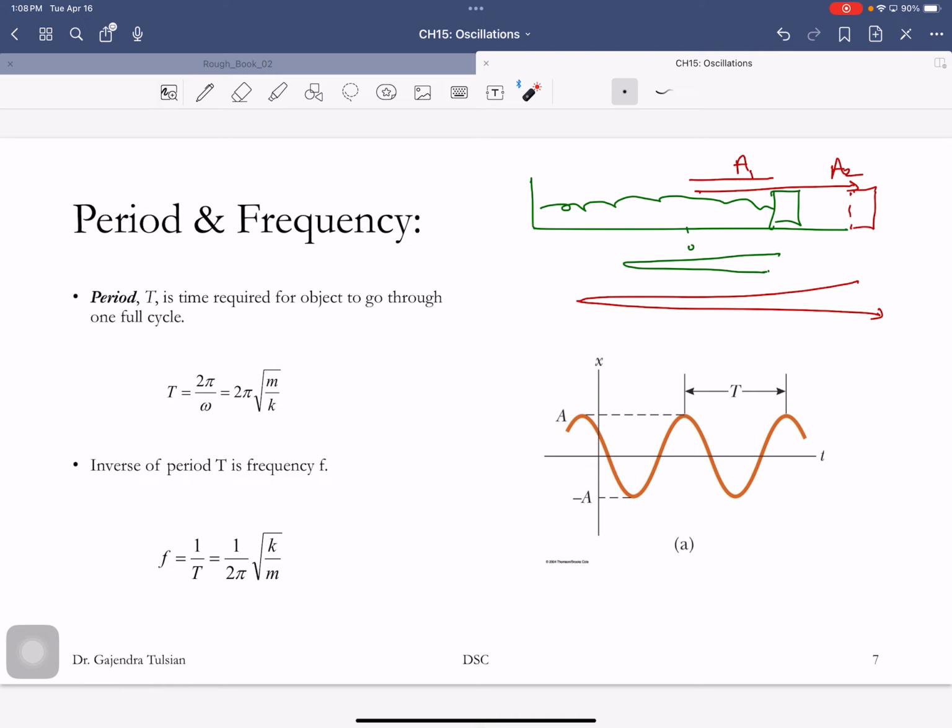That's why those grandfather clocks are possible. You have a pendulum, and as the amplitude dies down, it's still keeping good time because the period is the same. All right. So frequency is the inverse of the period. That tells you how many times it will oscillate per second.